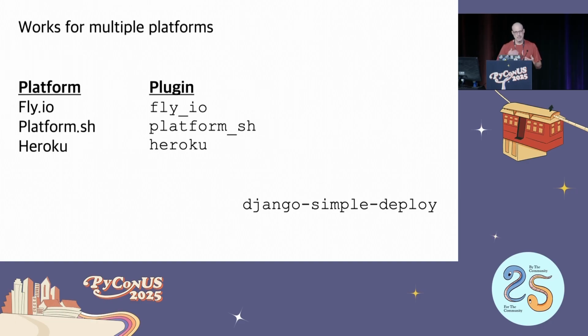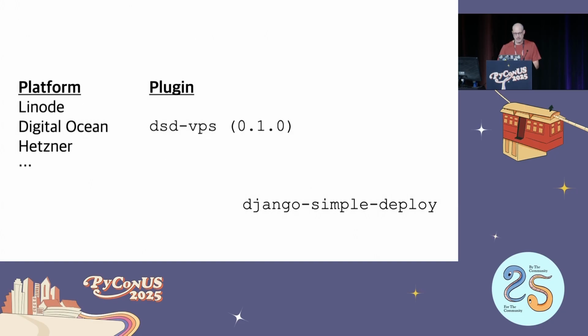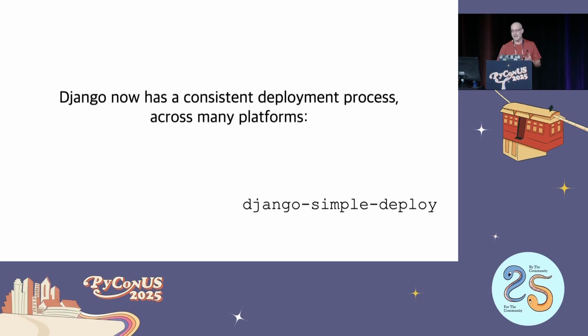Currently supported stable deployment to Fly.io, Platform.sh, and Heroku. These are all 1.0 releases. They work. I'm working on a dsd-vps plugin, and what's exciting about this is this one plugin should support every VPS provider. Django now has a consistent deployment process across many platforms.